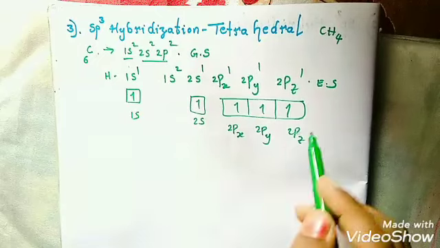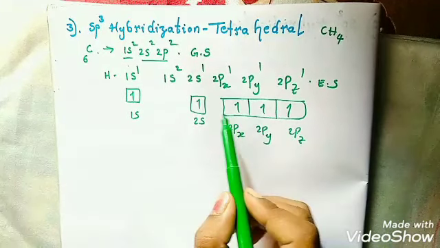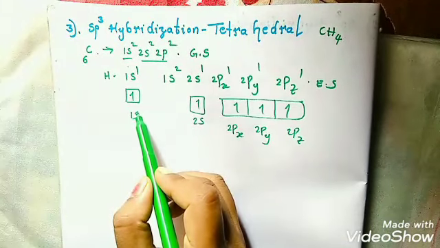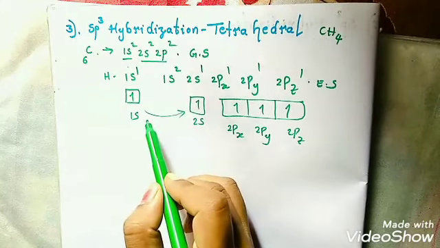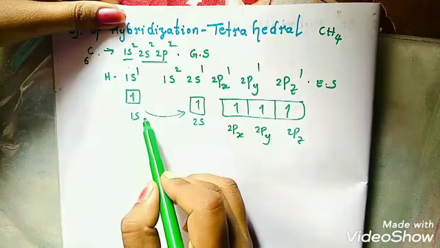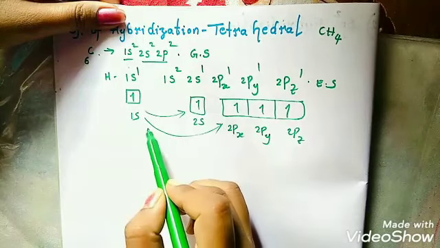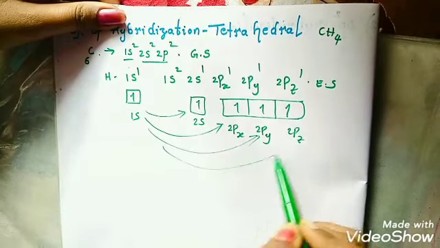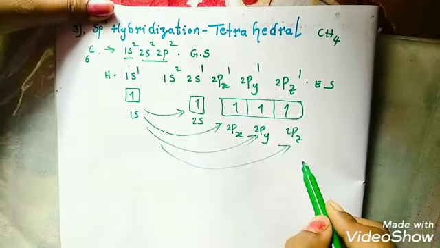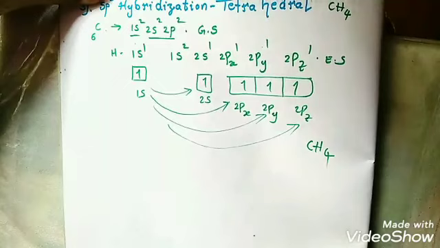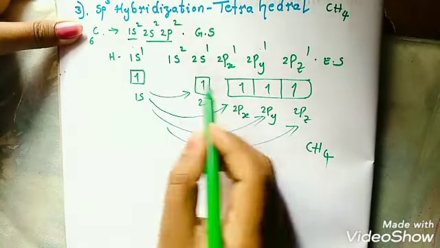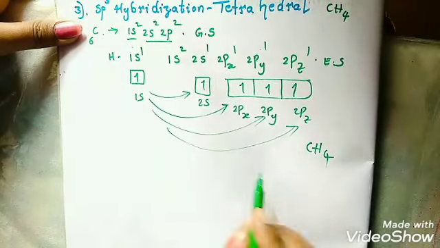So students, for example, this 1s orbital of hydrogen is going to form a bond with this, and another hydrogen atom's orbital is going to form a bond with this, and like this, students. So why? Because in CH4, there must be 4 hydrogens present. So this is the electronic configuration detail.